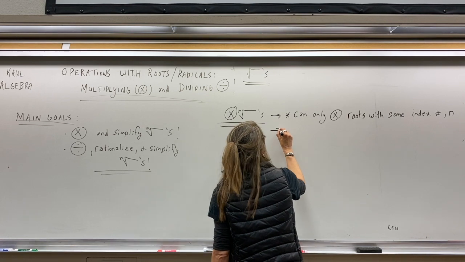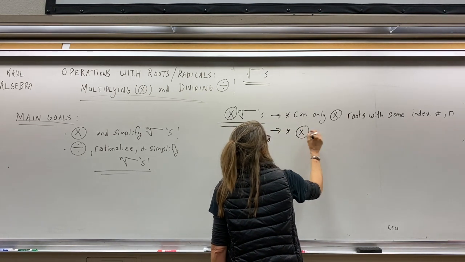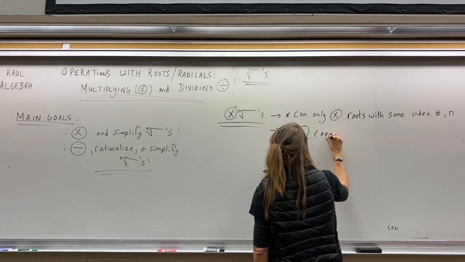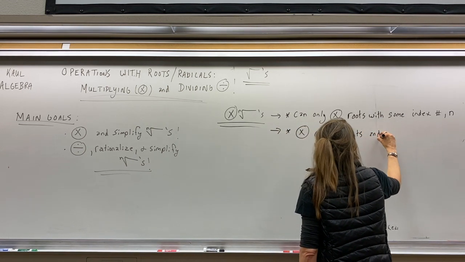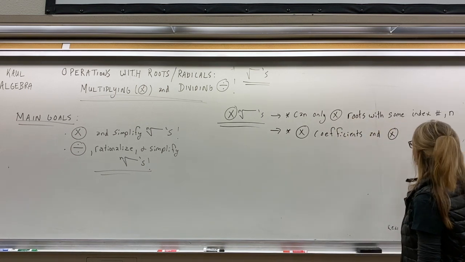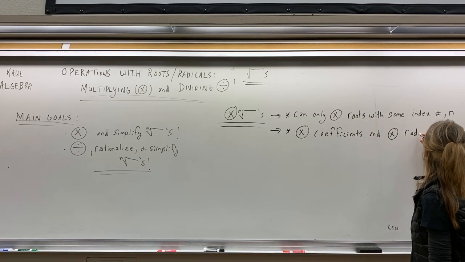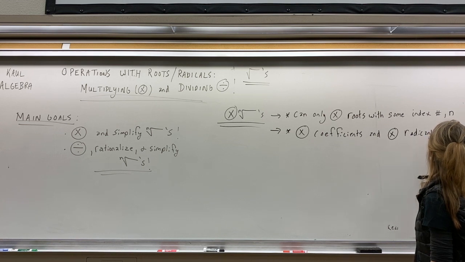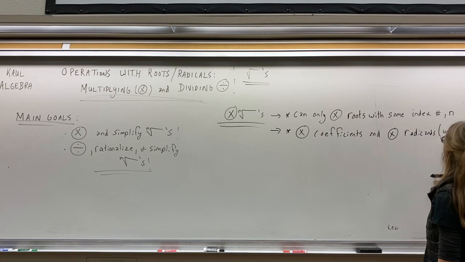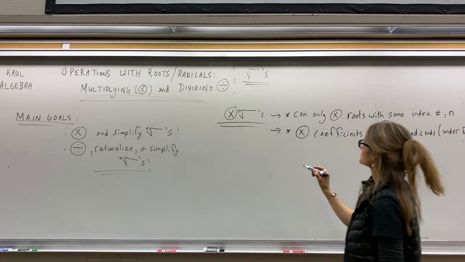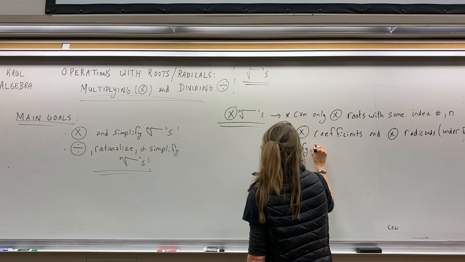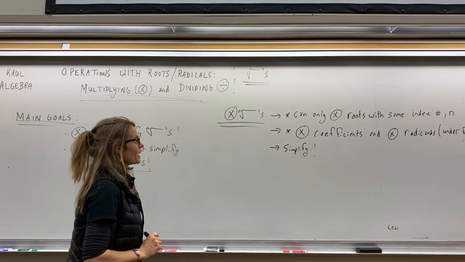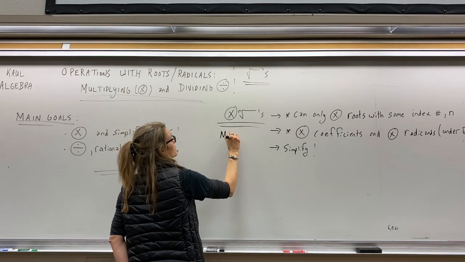And the other thing we want to do is we multiply the coefficients and multiply under the roots, the radicands. And then your last step is to simplify. So multiplying our radicals, these are our main steps.